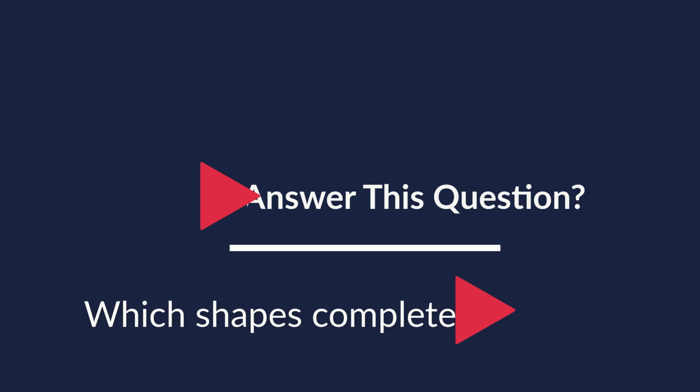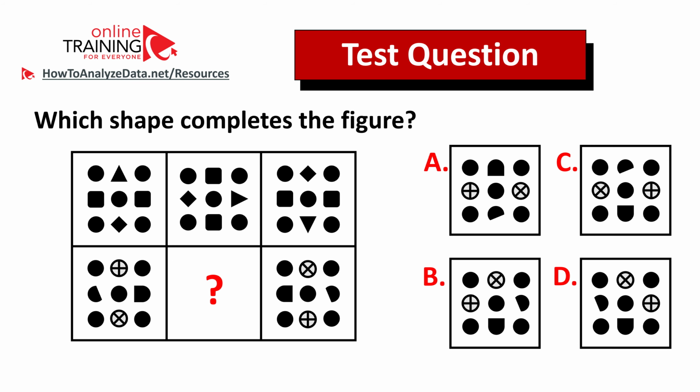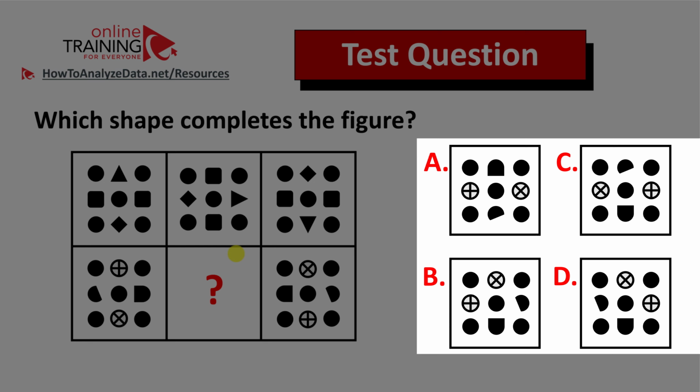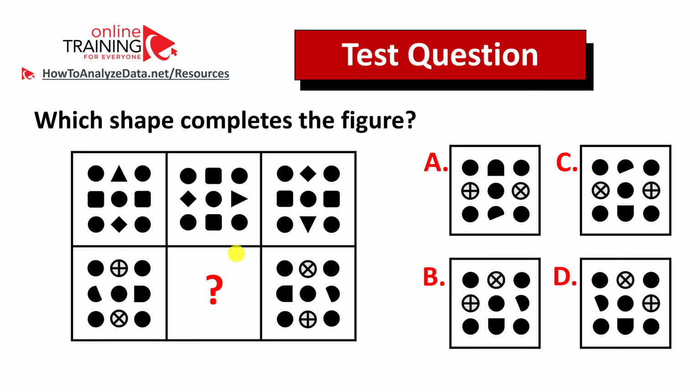Let me share with you a tricky question which tests your pattern recognition and logical reasoning skills. You're presented with a rectangle, which inside of it contains 6 different shapes, and one of the shapes is missing. You need to determine which shape completes the figure, and you're presented with 4 different choices. Choices A, B, C, and D. All of these choices look very similar.